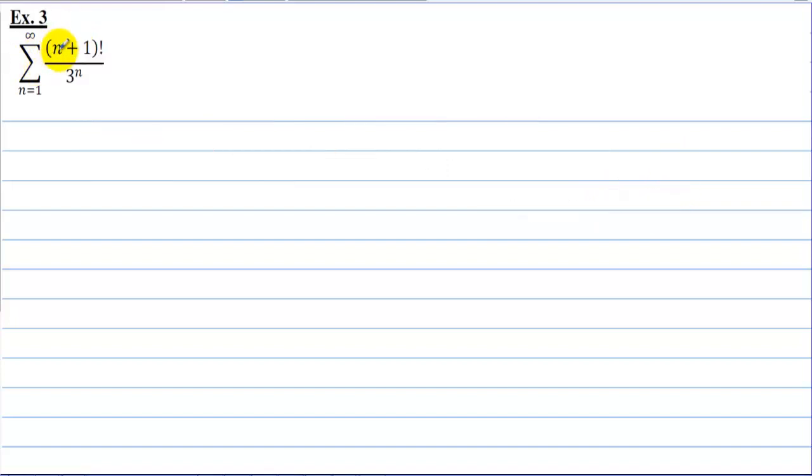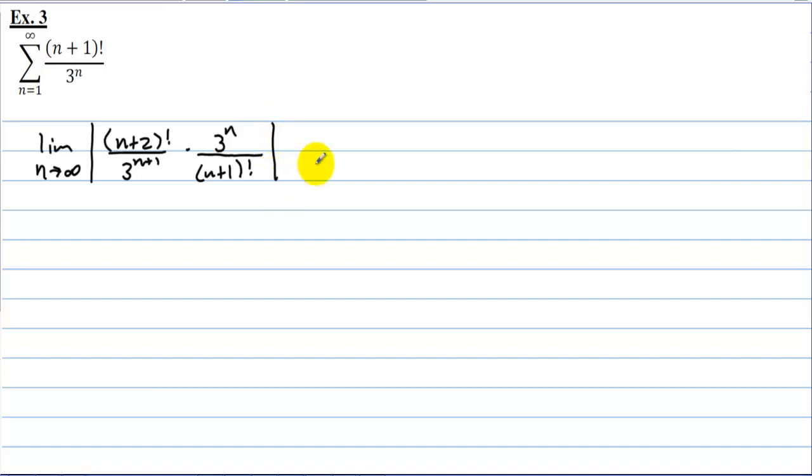Example 3. We have n plus 1 factorial over 3 to the n. We have the limit as n approaches infinity of the absolute value of n plus 2 factorial over 3 to the n plus 1. And then instead of dividing, let's multiply by the reciprocal. We have 3 to the n over n plus 1 factorial.